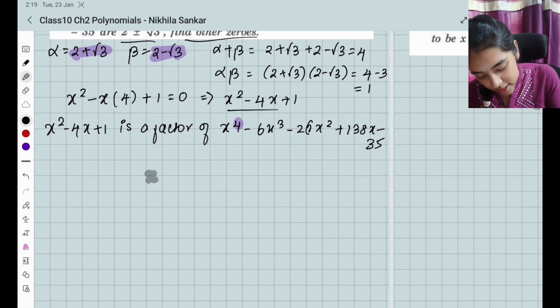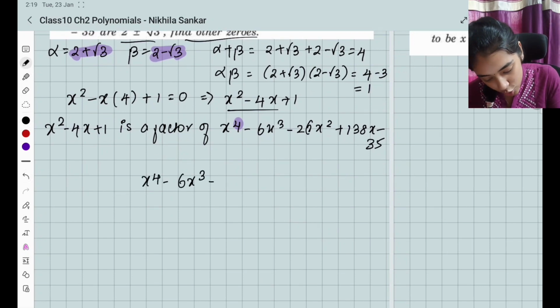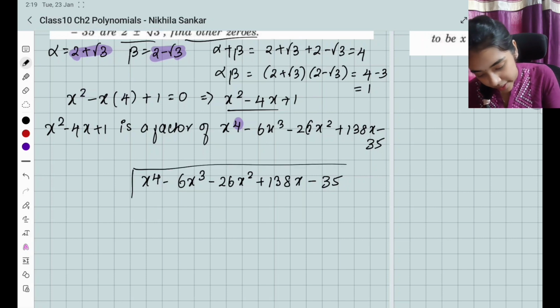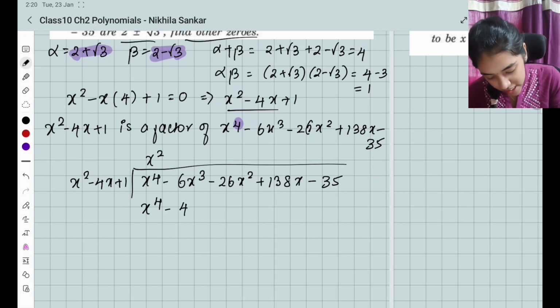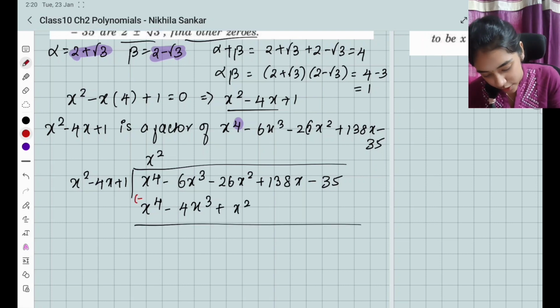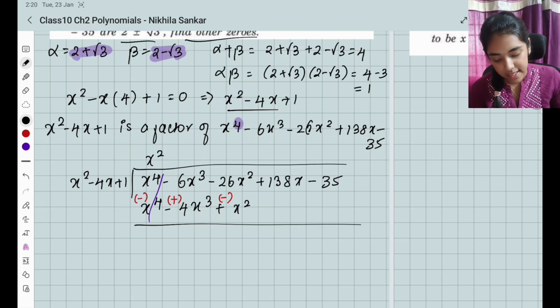We have x power 4 minus 6x cube minus 26x square plus 138x minus 35 divided by x square minus 4x plus 1. So first of all, I'm going to multiply by x square. And x power 4 இருக்கு. So we have x power 4 minus 4x cube plus x square. Okay, இதெல்லாம் நமக்கு இப்போ தெரியுமா? So when you subtract, here it becomes a plus and here it becomes a minus. So what happens? The first term gets cancelled. Minus 6x cube plus 4x square.